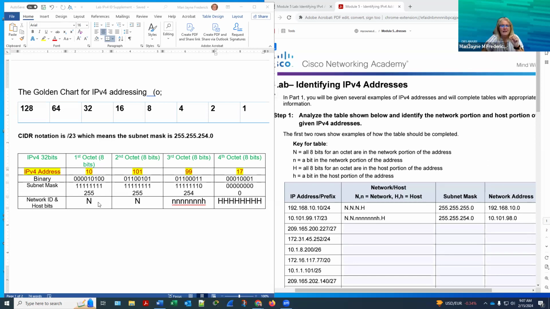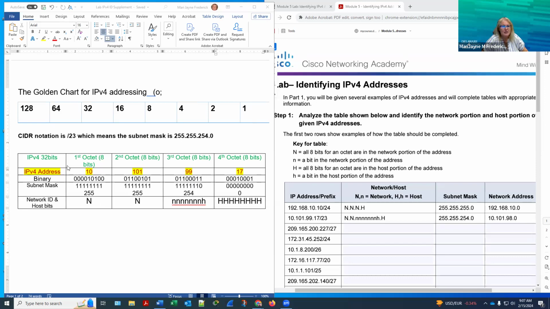identify what is the capital N, with the 8 bits totally, meaning the ones are all on. And then the smaller n is a bit in a portion of the octet. Okay. So I'm just going to start from the beginning. Let's just do it this way, make it easier. Here's our golden chart. And this is what we're using to break down the IP addressing into binary.